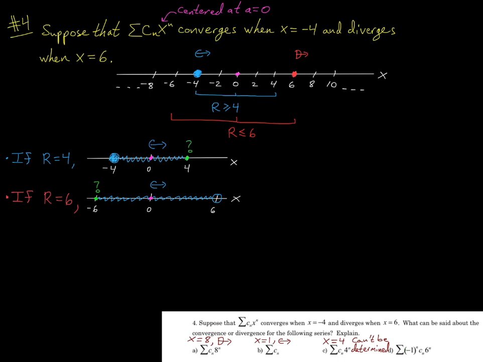Okay, and then for this last series, we're summing (-1)^n times c sub n times 6^n. Note that this series is the result of plugging in -6 for x, because (-6)^n is the same thing as (-1)^n times 6^n. And if x is -6, that could be an endpoint. We could be in the scenario where the radius of convergence is 6, and so we could be looking at this left endpoint, and again, we just don't know whether or not we have convergence, and so we cannot determine whether or not this series converges.